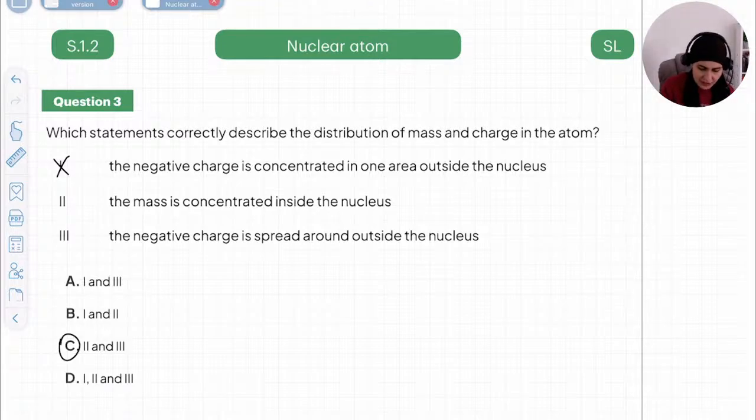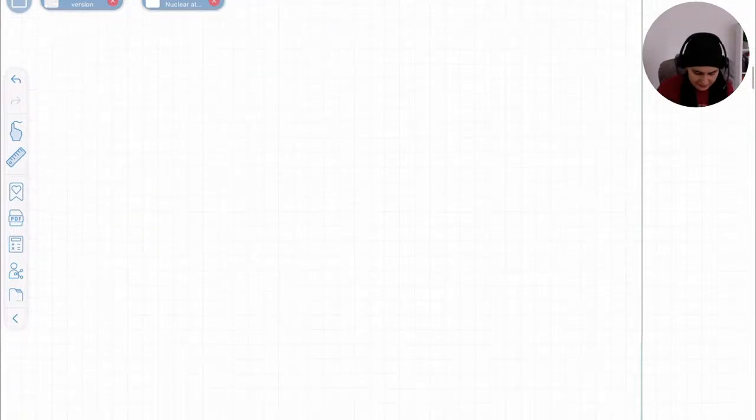But let's check. The mass is concentrated inside the nucleus. Yes, protons and neutrons make up most of the mass of the atom, and that's all in the nucleus. The negative charges are spread around outside the nucleus. Yes, that's true. So actually 1 and 3 cannot be correct at the same time because they're contradicting, right? This is concentrated in one area and this is spread around. Everything else is the same. So 2 and 3, C. Next.